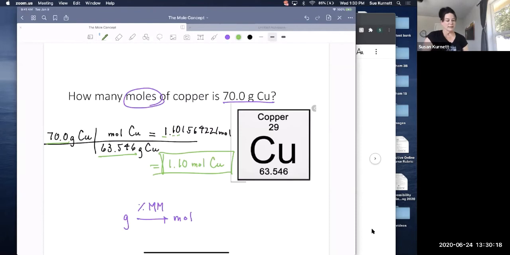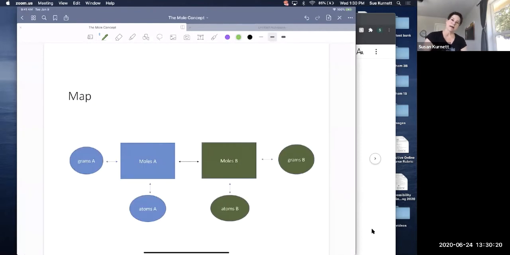All righty. So this is a map that we're going to use throughout chemistry, and it's going to get larger. So it wouldn't hurt for you to draw one of these. But what we're looking at right now is just this idea that I can go from grams to moles. And to do that, I'm going to use the periodic table and a molar mass. And I can go from moles to atoms.